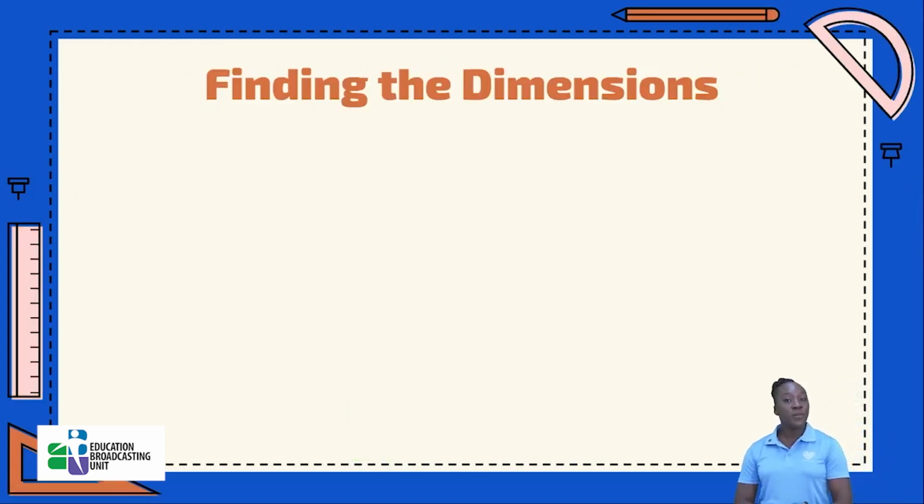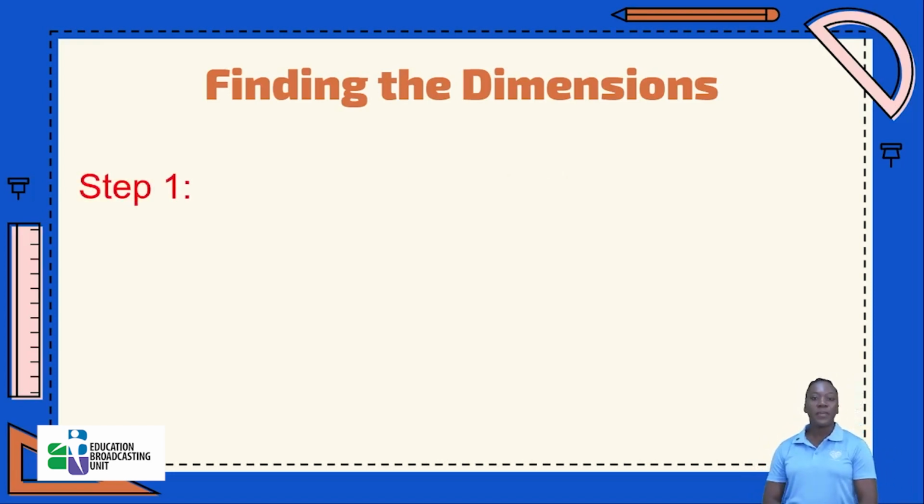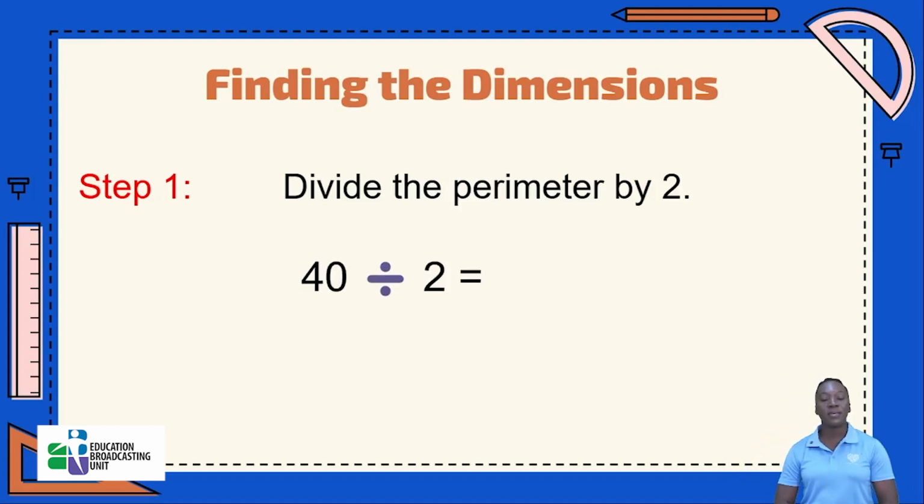When we have just the perimeter and we're asked to find the dimensions, these are the steps that we can take. Our first step is to divide the perimeter by 2. In this case, we're going to divide our perimeter of 40 centimeters by 2. Now, if we had the dimensions and not the perimeter, we would simply multiply by 2. But in a case like this, we only have the perimeter and we need to find the dimensions. So we do the opposite, which is division. When we divide 40 by 2, we are left with a quotient of 20.